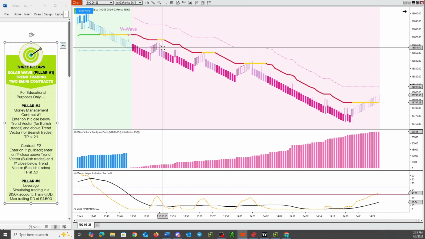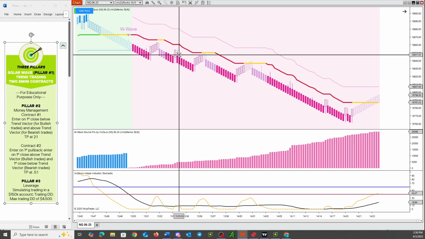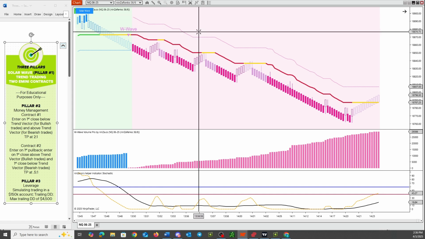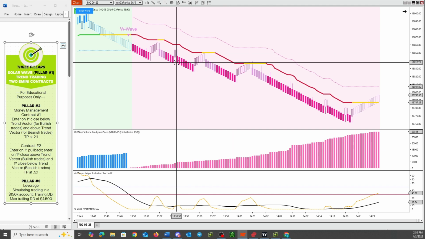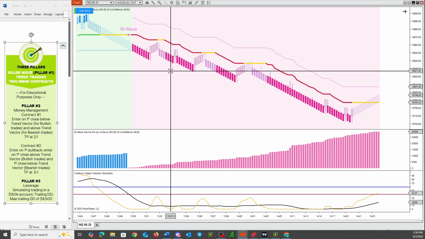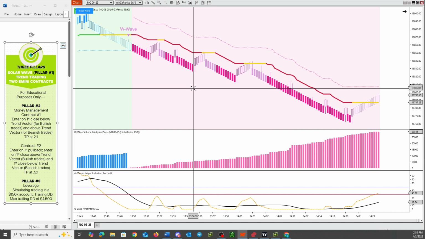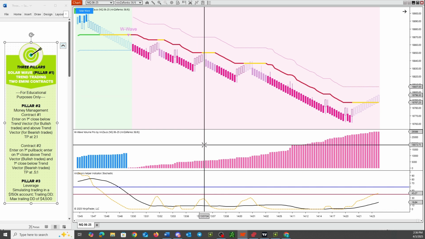You could try to get in on the first pullback and hold until this level up here to get 1R or whatever your trading objectives are, or you could get in, get your 5 points on 1 or 2 contracts and call it done for the day. Alright, so that's the setup for the Solar Wave. It's the setup for the W-WaveVolPro. Now let's talk about the stochastics.